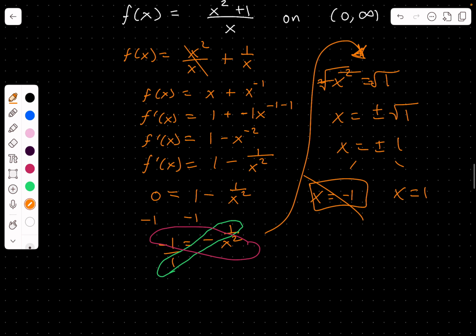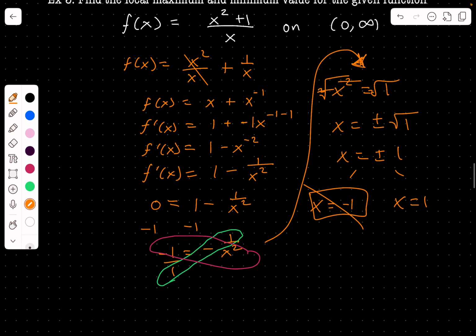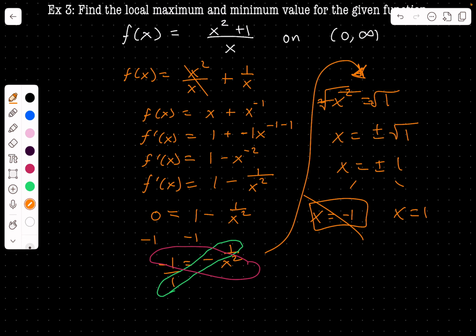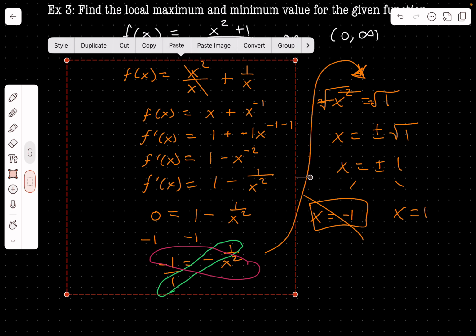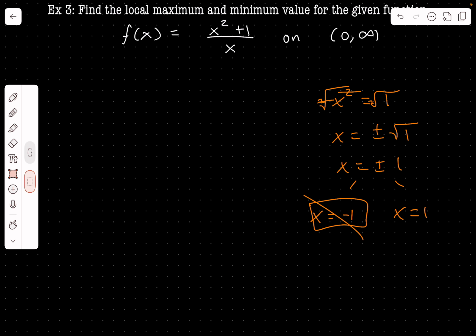So this is going to be a little bit easier when finding if it's a min or a max, because now we can only just deal with 2 numbers instead of 3, right? Okay, now that we've found x equals 1, I am going to clean this up because I have no room. So let's clean it up. Okay. Let's make our number line. Our critical value is 1.